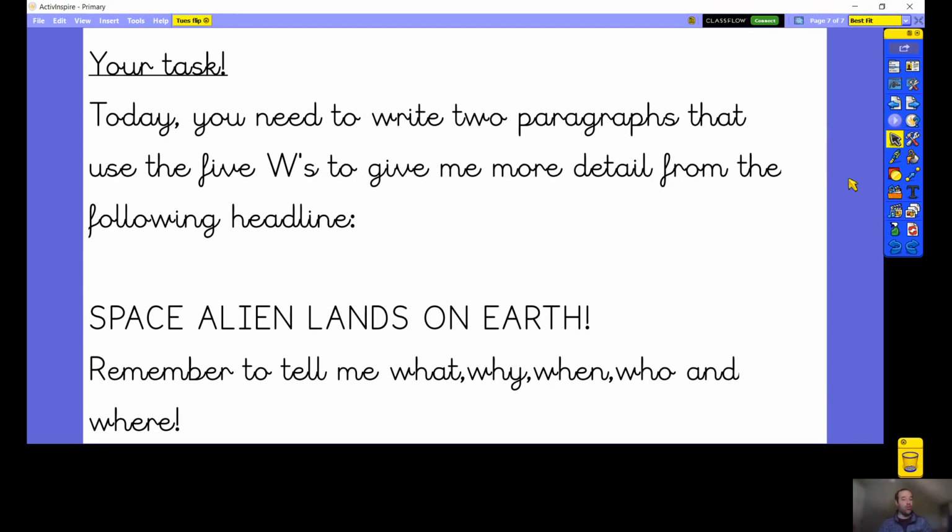You can use them more than once or just once, but they all need to be in there to give more detail about the following headline. Space alien lands on Earth. So that's your headline. So I'd write that at the top of your exercise book page or on your piece of paper, whatever you're doing on space, or on your computer if you're doing it on Word.